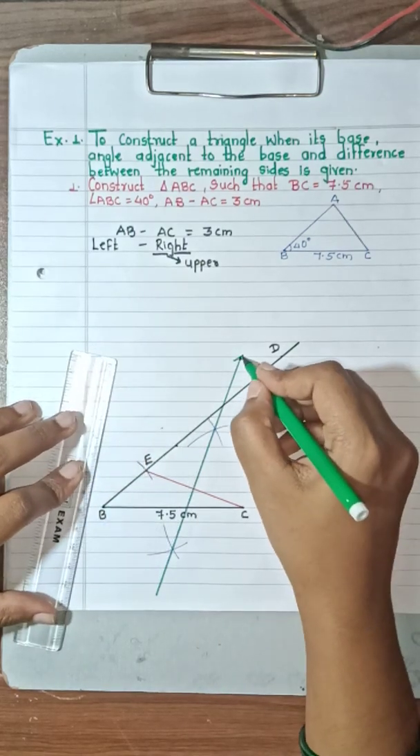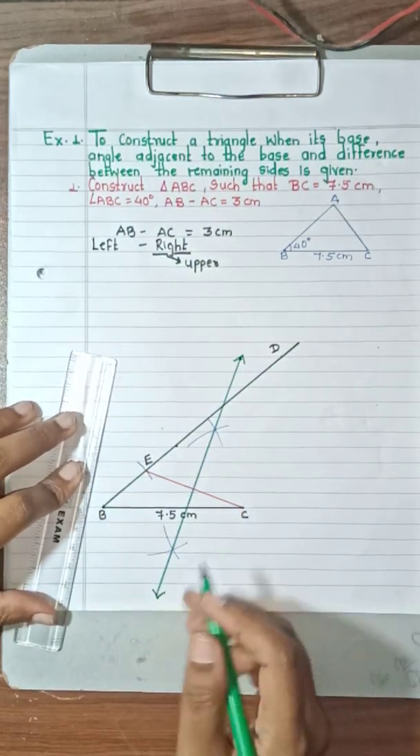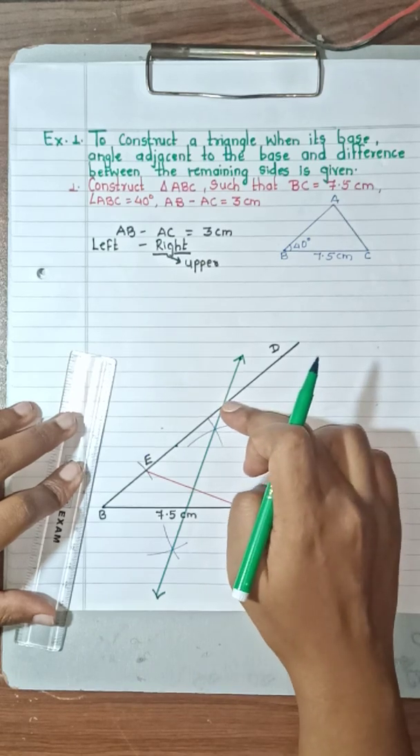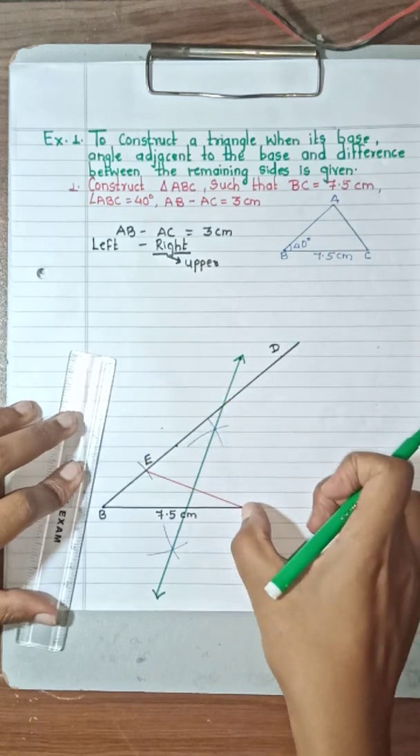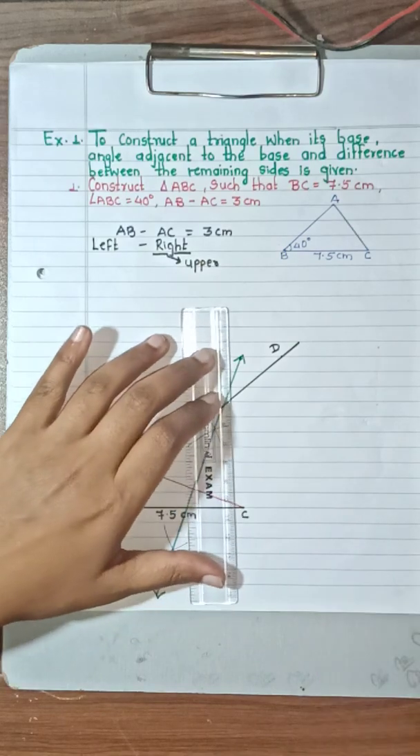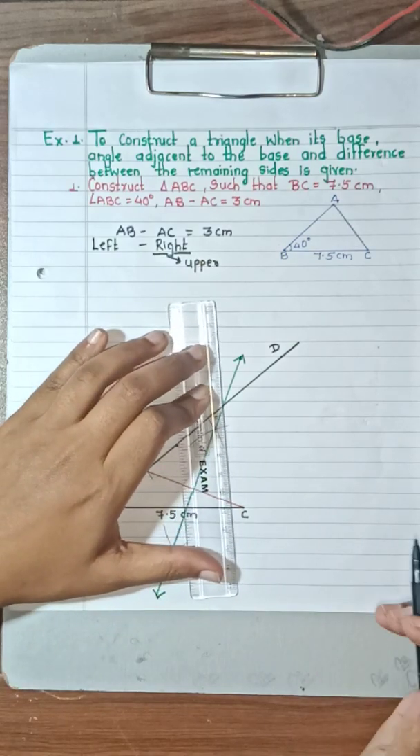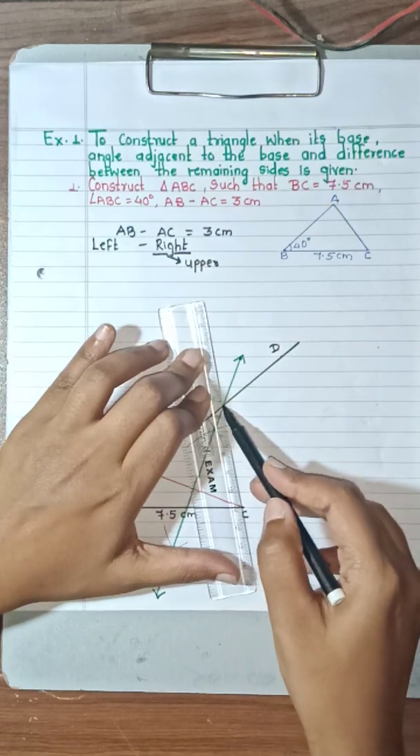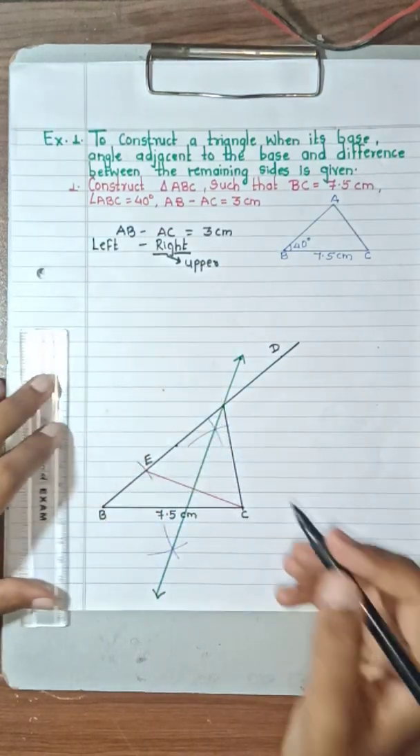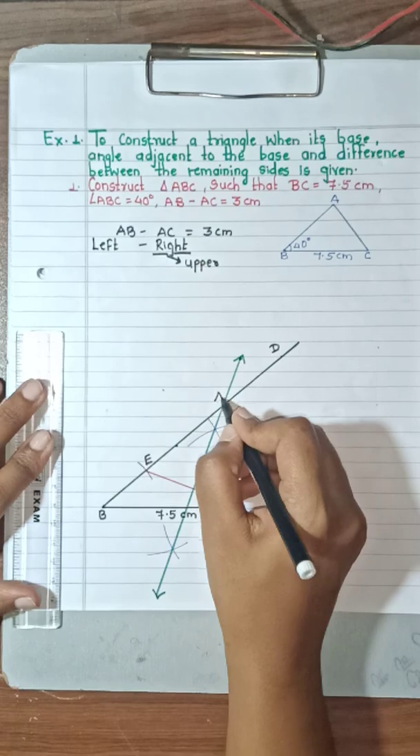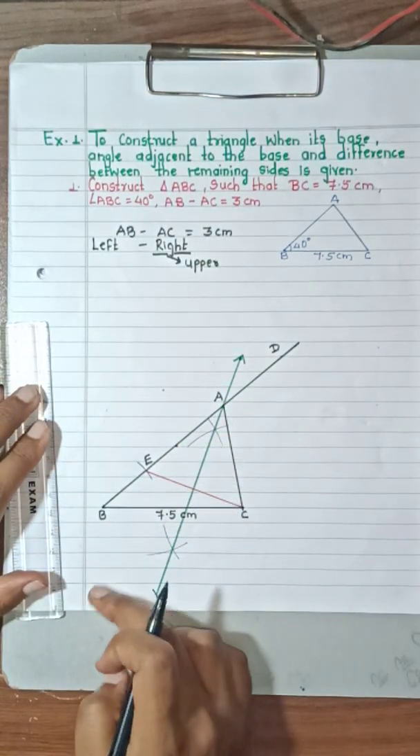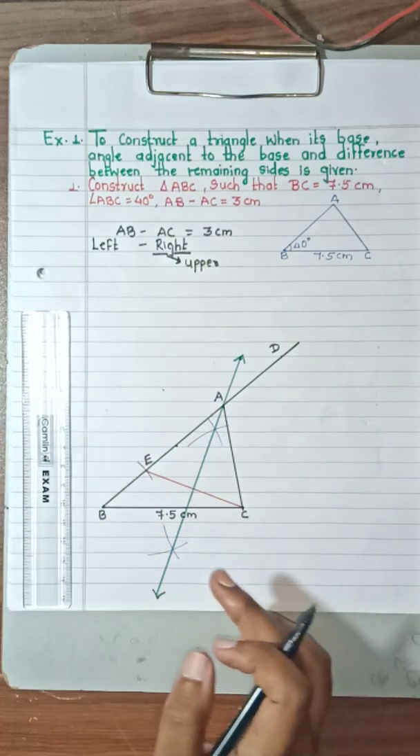Now this perpendicular bisector has intersected here. From this point of intersection, you'll join it to C. This intersecting point will join with C. And this is your required triangle ABC.